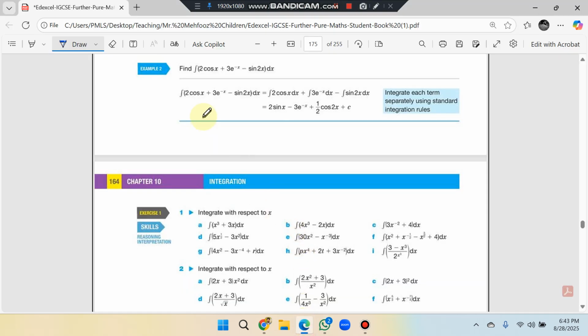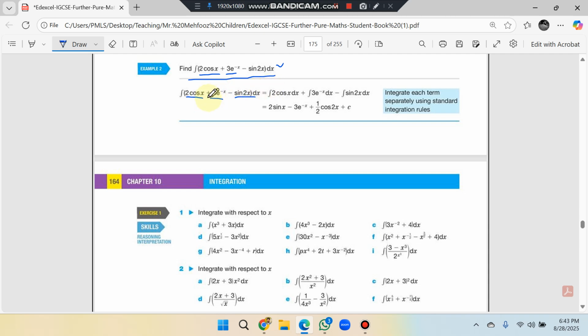Now the next example is: find the integration of 2 cos x plus 3e raised to the power minus x minus sine 2x. First of all we have to find the integration of this example. These are the three functions which are adding to each other. We have to find the integration of all these functions separately.